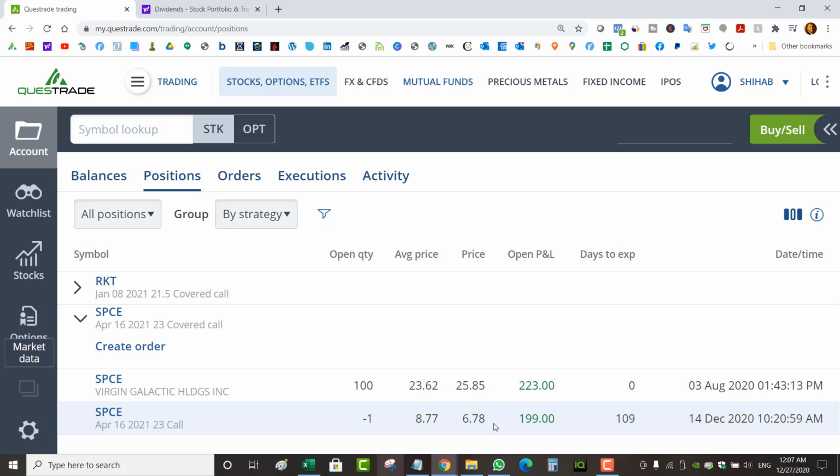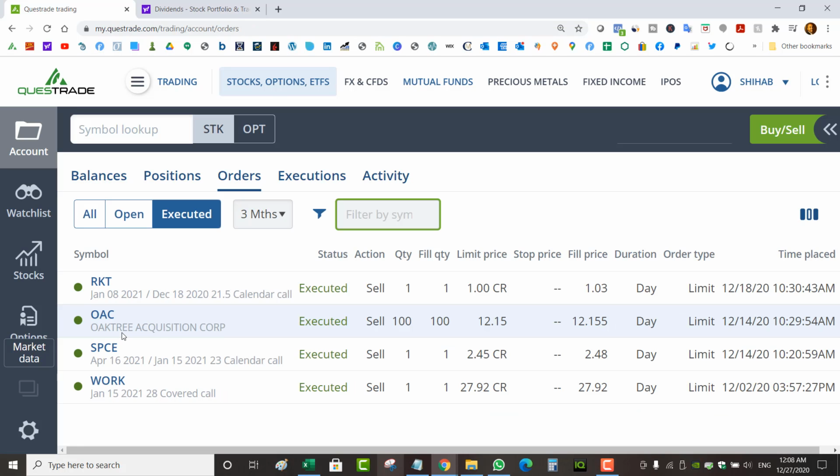I'm up about $200 on the covered call that I sold, but I can't get out of the trade yet because I still have 109 days to go. And my max selling price is 23, which I cannot fill right now. I need this call option to decay more, or I need Virgin Galactic to really jump.